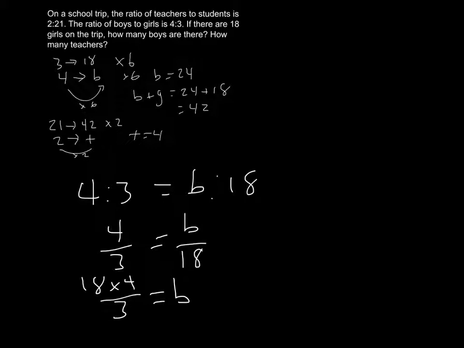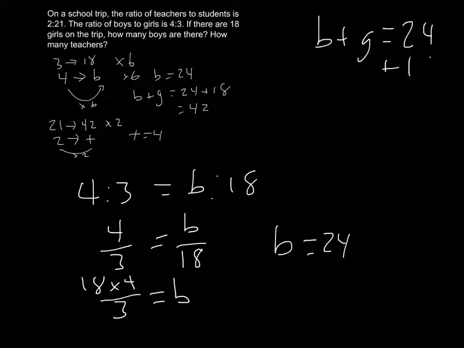18 times 4 is 72. 72 divided by 3 is 24. So boys equals 24. Then I would do exactly what she did. Boys plus girls equals, do you have a question, Sean? No. Okay. I'll just stretch. 24 plus 18, which equals 42. And then I would do the exact same thing again.